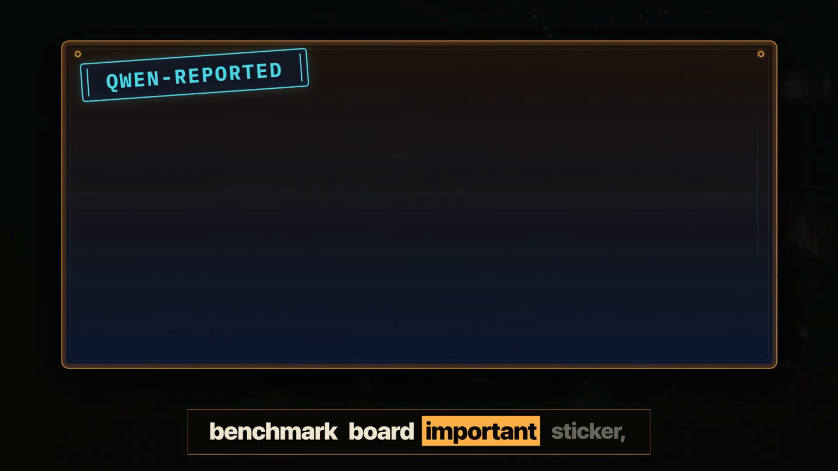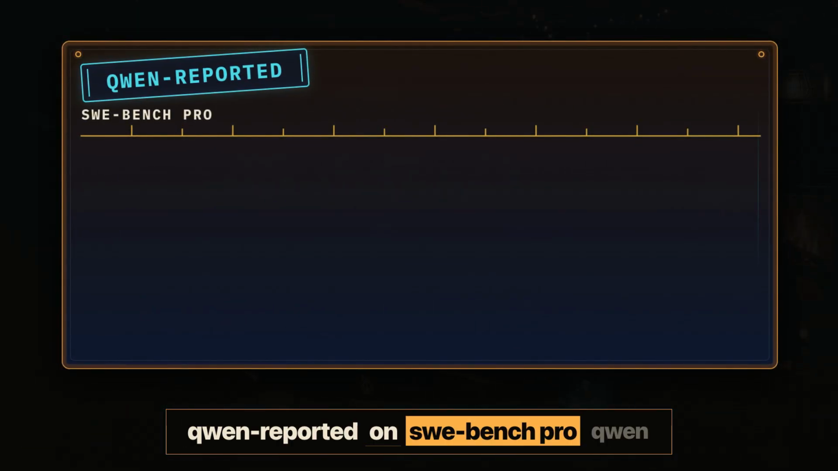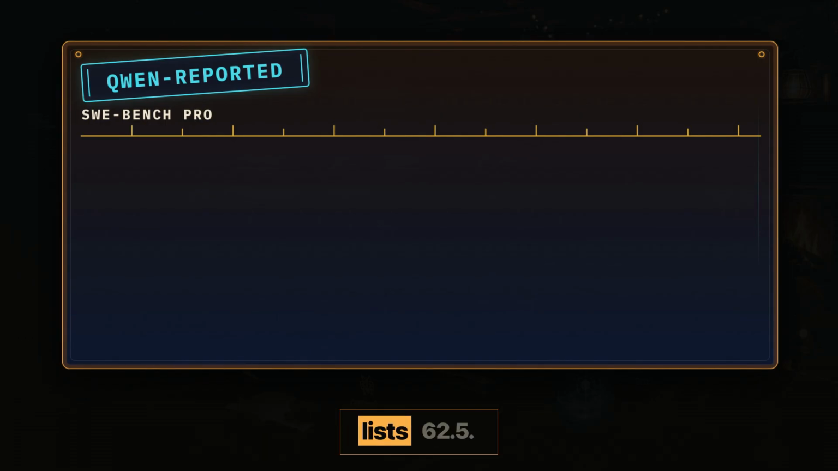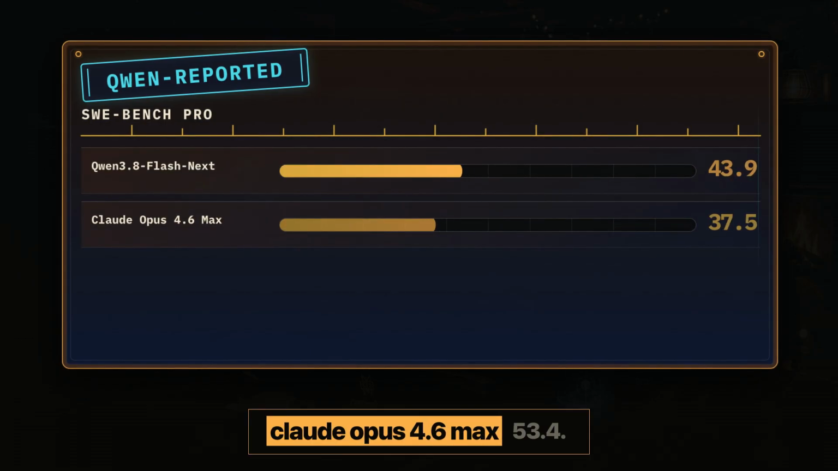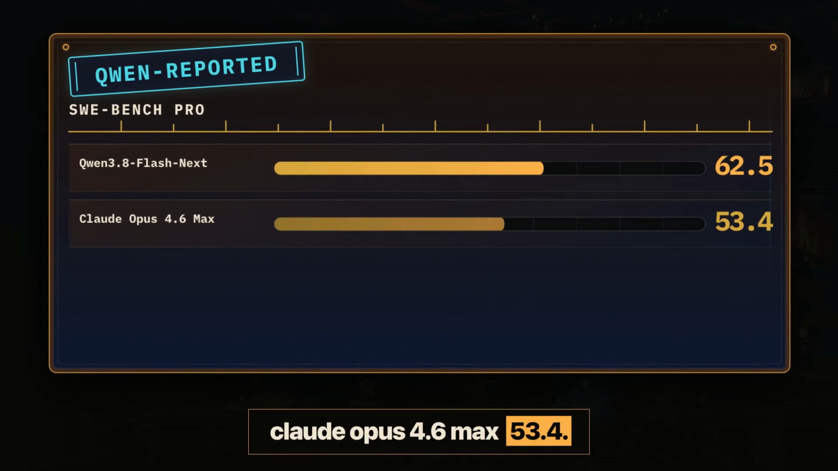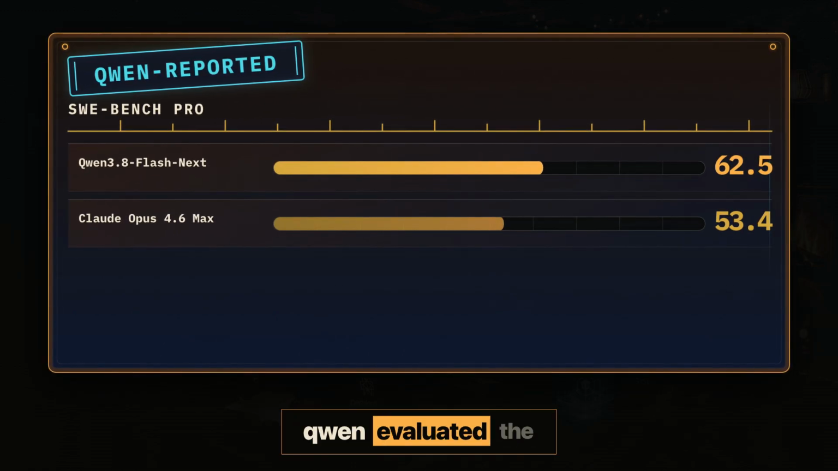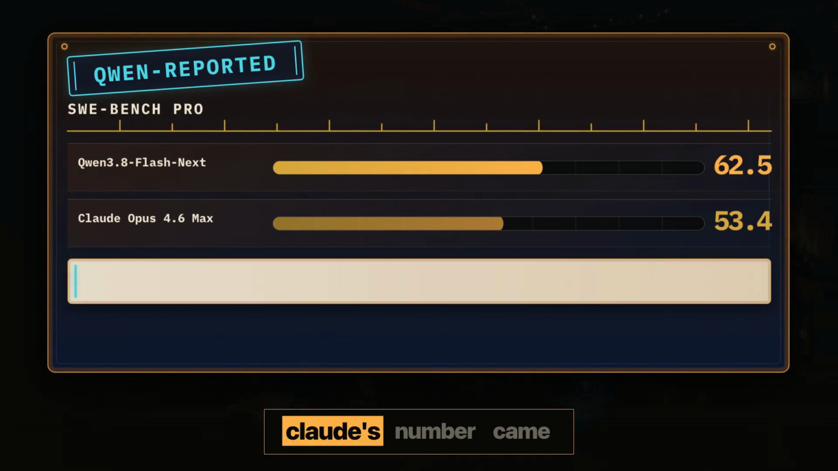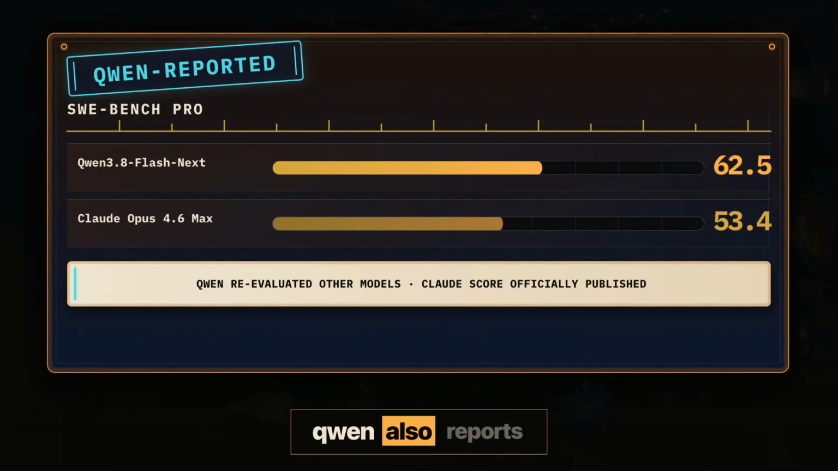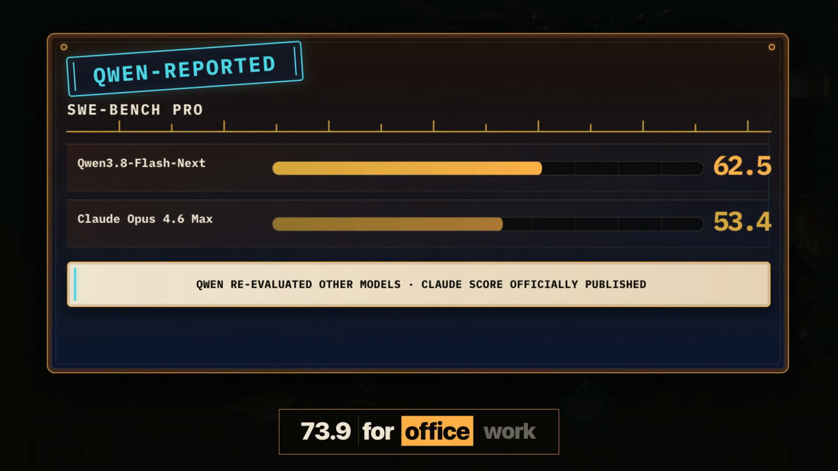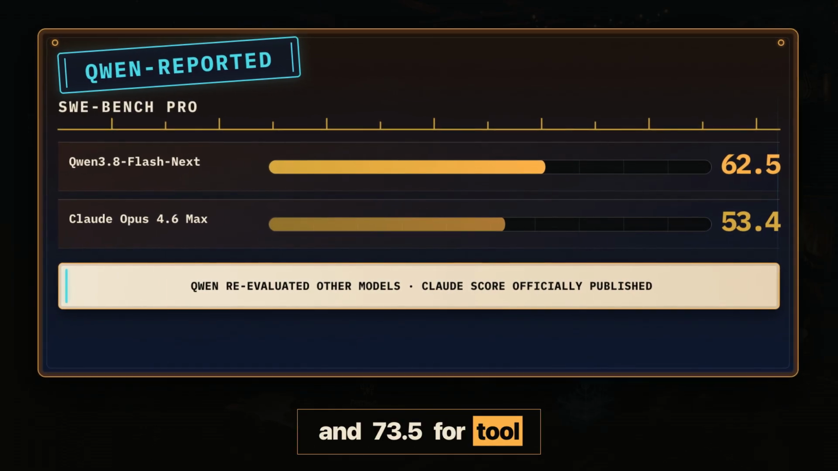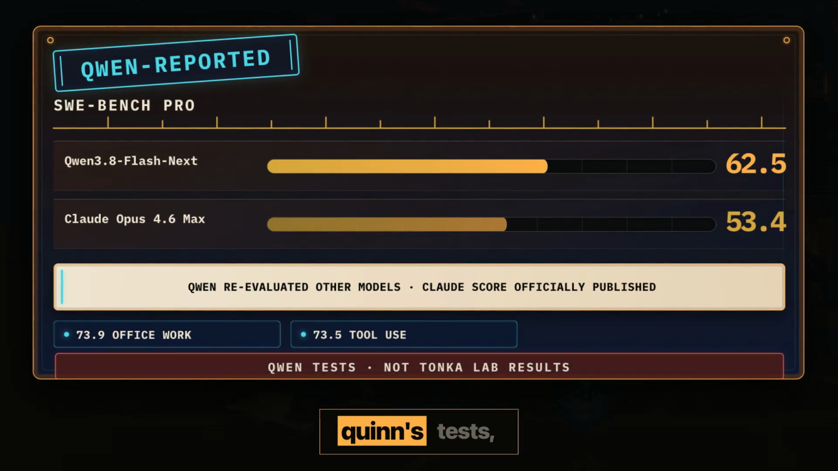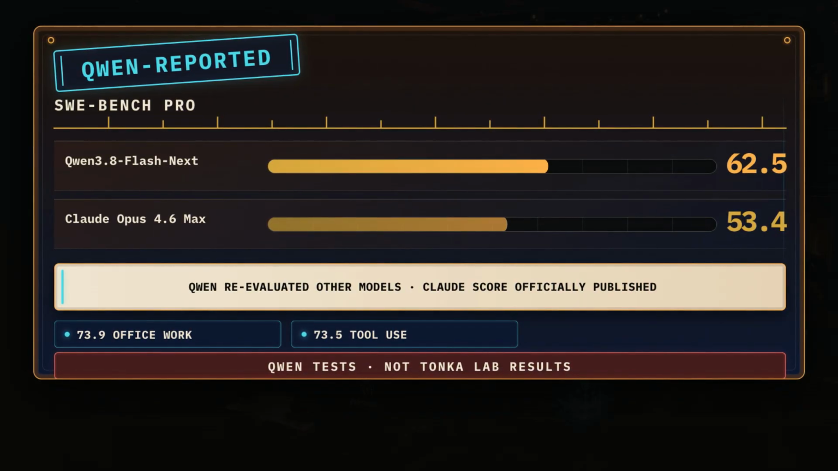Benchmark board. Important sticker, Qwen reported. On SWE Bench Pro, Qwen lists 62.5. Claude Opus 4.6 Max 53.4. The note matters. Qwen evaluated the other models itself. Claude's number came from Claude. Qwen also reports 73.9 for office work and 73.5 for tool use. Strong numbers. Qwen's tests, not ours.